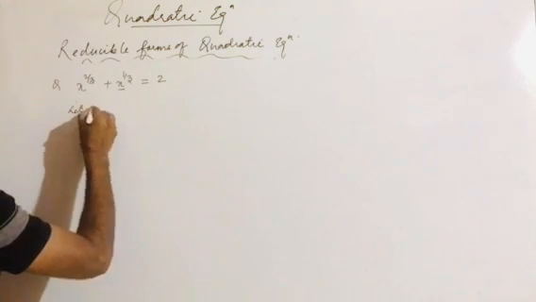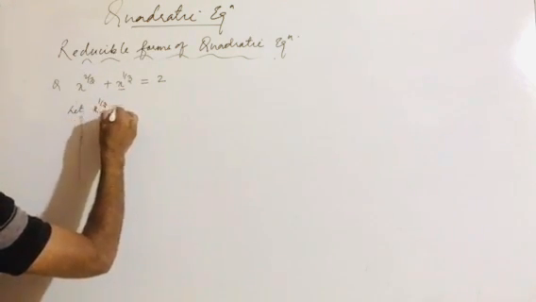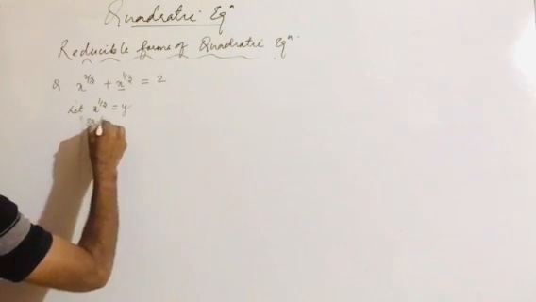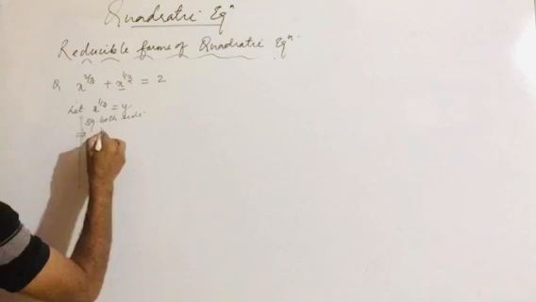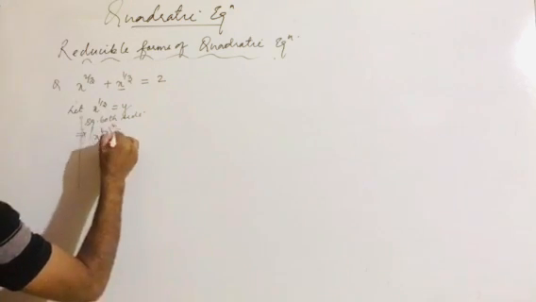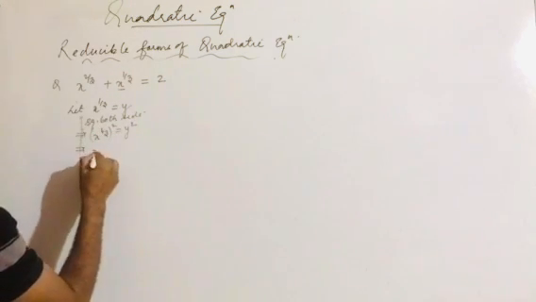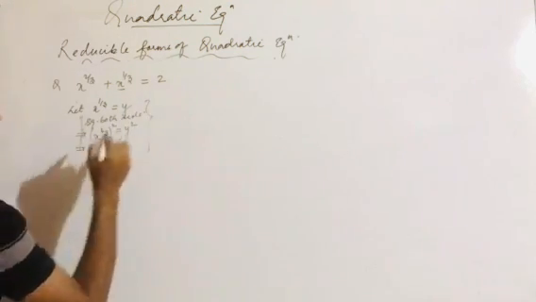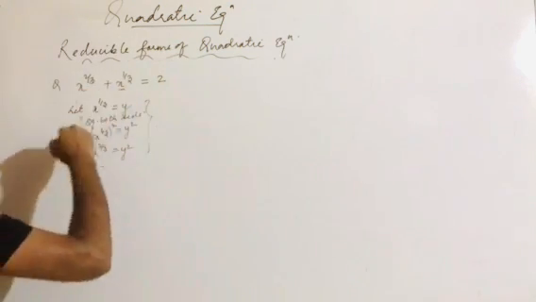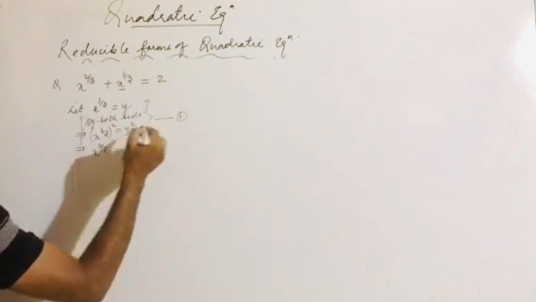What I am going to assume is, let x to the power 1 by 3 be equal to y, and I am squaring both sides. If I square both sides, I get x to the power 1 by 3, to the power square, is equal to y square. This implies that I can write x to the power 2 by 3 is equal to y square. So these are the two values which I have got here, and these values I am going to substitute. I am taking these together as equation 1.